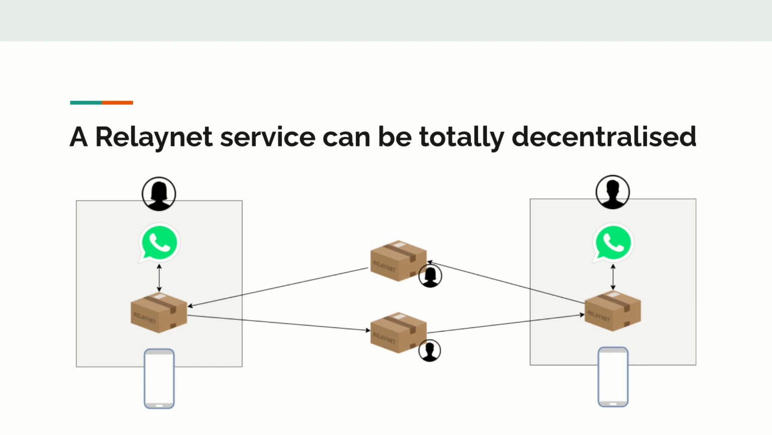Let's pretend, for the sake of this example, that WhatsApp supports Relaynet, and because they support Relaynet, they have chosen to take it to the next level and just decommission all the servers they used to operate to offer WhatsApp. What will happen in this case is very similar to what we described earlier. So let's say that Alice and Bob want to communicate with each other.